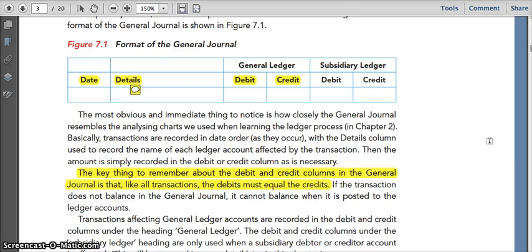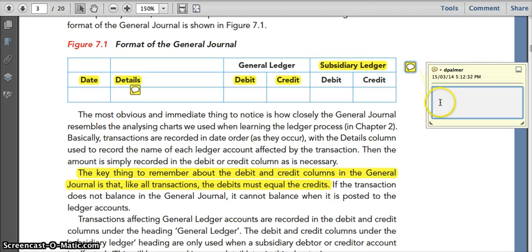So, if I just draw your attention to this subsidiary ledger situation here. Basically, the subsidiary ledger only needs to be used when the transaction is going to affect a subsidiary account.